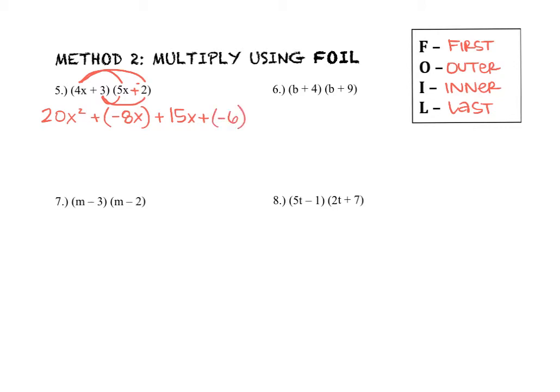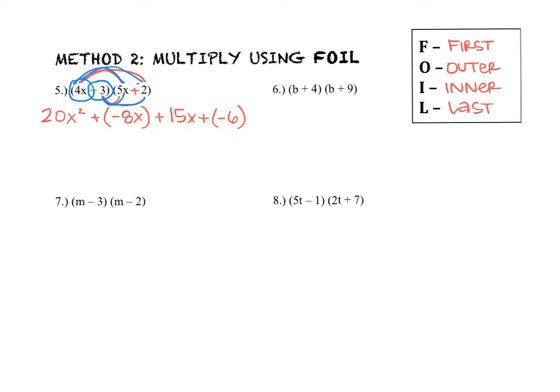See, essentially what I have done here is I am taking the 4x term and multiplying it by each part of that binomial. And then I'm taking the 3 term and multiplying it by each part of the binomial. In other words, when I'm distributing here, I've got to distribute each part of the first binomial to each part of the second binomial.